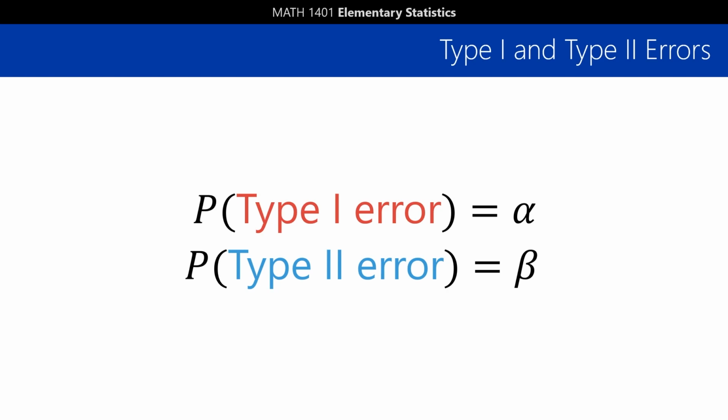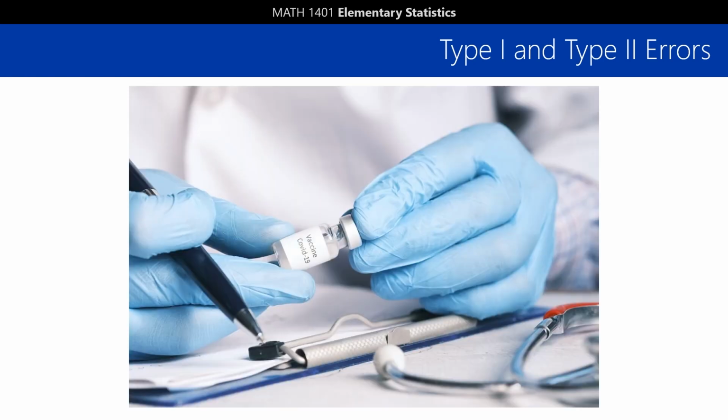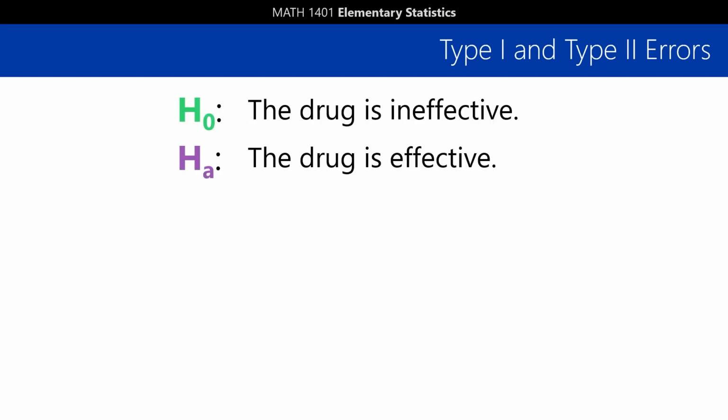Let's take a look at a slightly more realistic example. Testing the effectiveness of new drugs. When a pharmaceutical company wants to determine whether a new drug is effective, their null hypothesis is that the drug has no effect at all, while the alternative hypothesis, the one that they're hoping to find evidence for, is that the drug is actually effective.